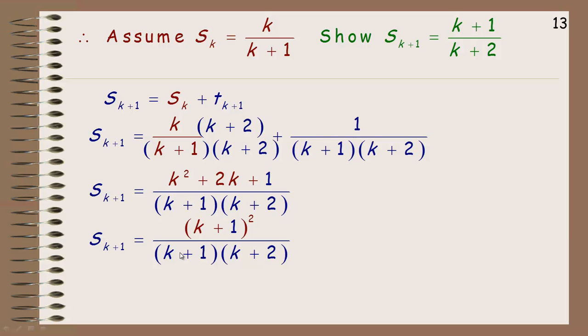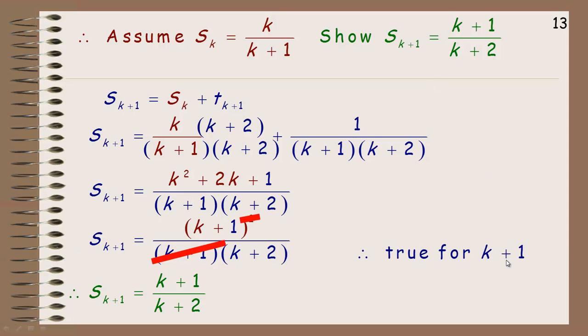So this k plus 1 in the denominator would divide out with one of these, and so we're left with k plus 1 over k plus 2, which is what we wanted to show. Okay, so that S sub k plus 1 formula is equal to this, so the formula works. So it's true for k plus 1, so 1 over 1 times 2 plus etc. is equal to that sum formula, which is n over n plus 1.